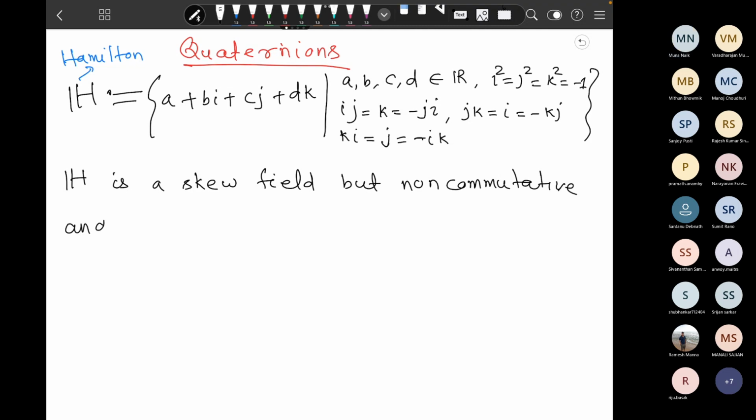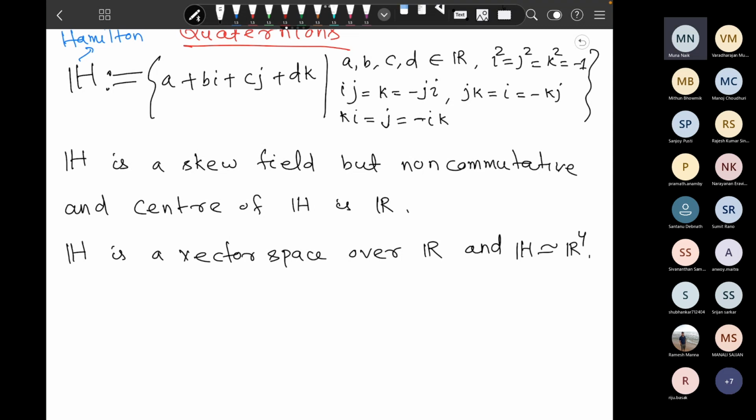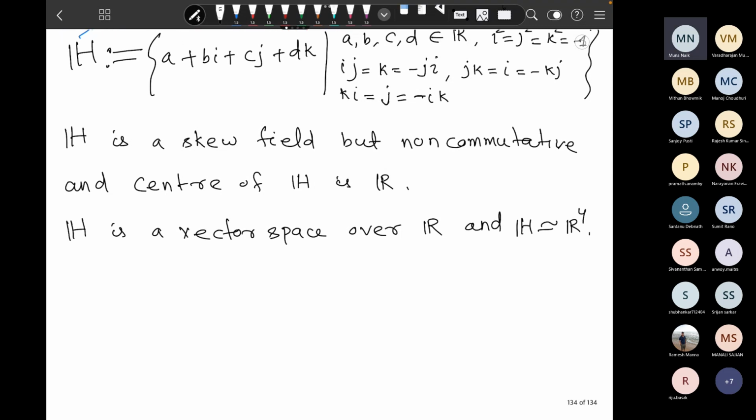And center of H is really R. So now H is a vector space over R. And H is isomorphic to R4 because every quaternion has 4 real coordinates. So we borrow the topology and norm from R4.